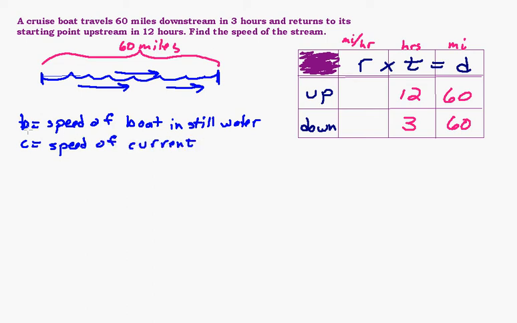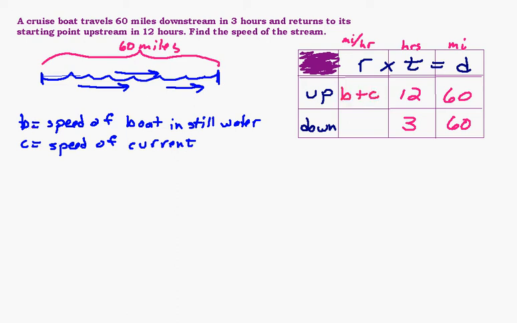So both these variables are going to affect our rate going upstream and downstream. Now when we're going, let's do downstream first, okay? When we're going downstream, what happens? The current pushes us faster, right? So we're going to go faster. If it was just us in our boat, we'd be going along B miles an hour, and then all of a sudden a current comes along, pushes us. So we're going faster, so we're going B plus C.